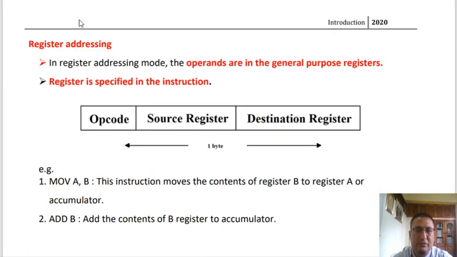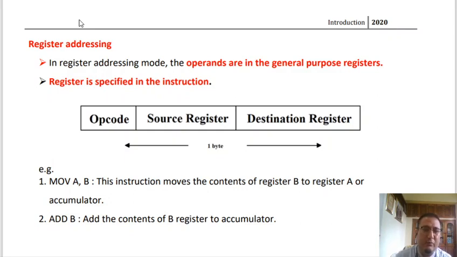Now let us move on to register addressing mode. In register addressing mode, the operands are specified in the general purpose registers. That implies that a register is specified in the instruction itself. So the operands are present in the general purpose registers, and the registers are specified in the instruction. The format is the opcode, source register, and destination register. We have come across this particular instance.